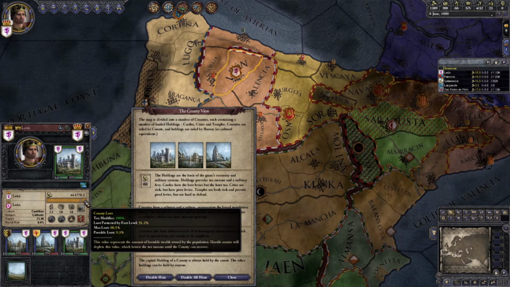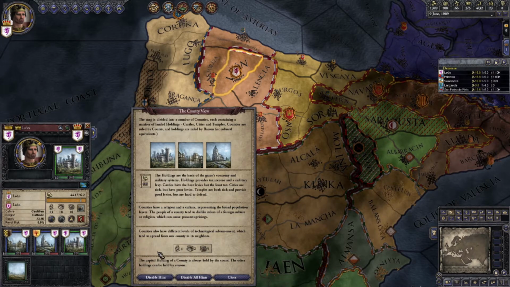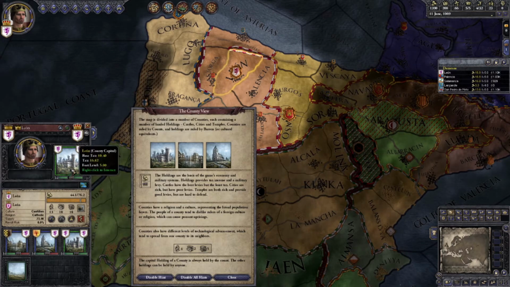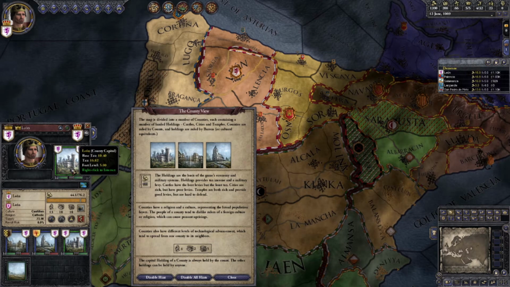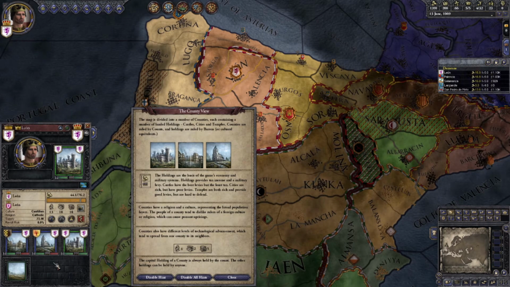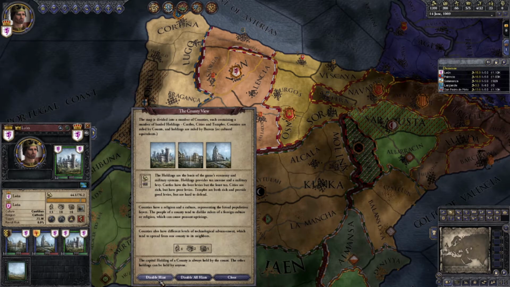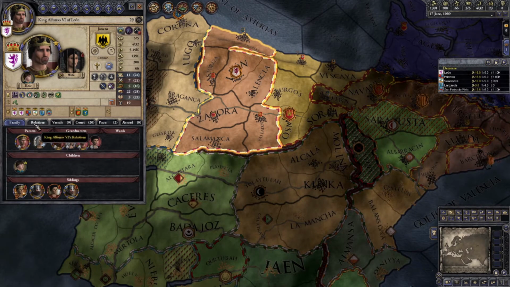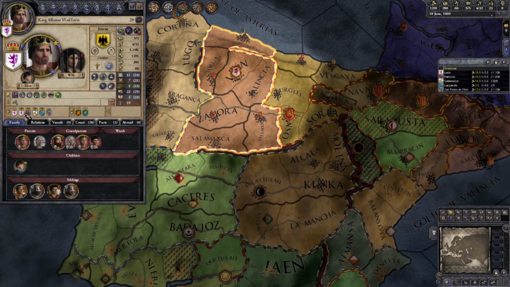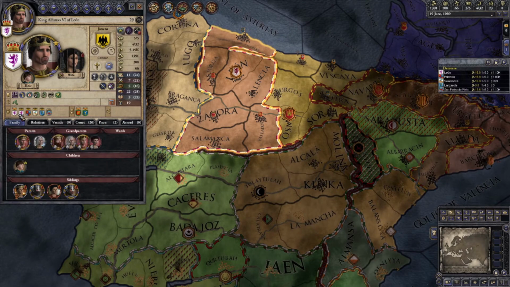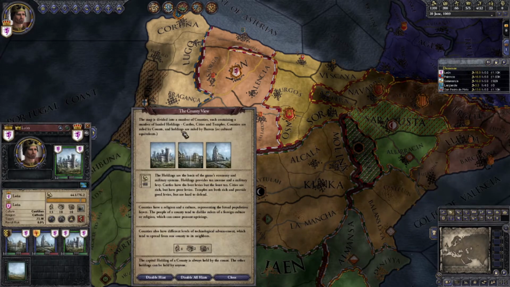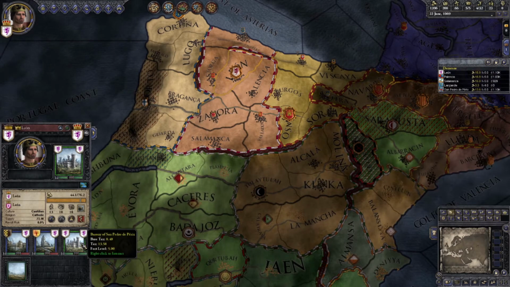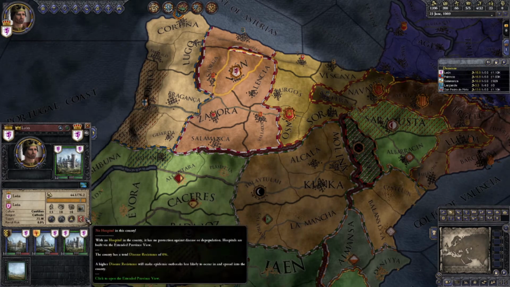County loot. Capital of a holding of a county is always held by the count. The other holdings can be held by anyone. Alright. So that would mean one of my titles would be Count of Lyon, as well as King of Lyon. Alright, we can construct great works there.